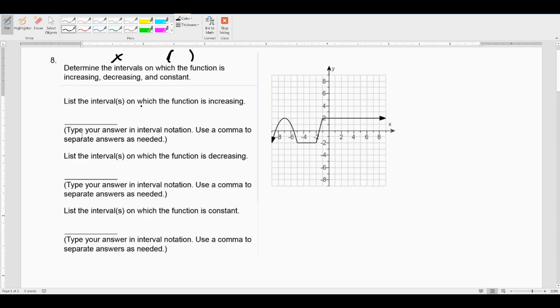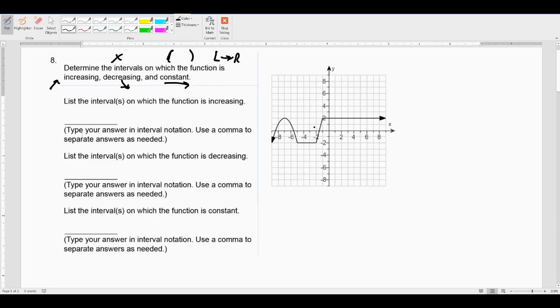Increase, you always read your graph left to right. Left to right. So increase is where it goes up, decrease is where it goes down, and constant is where it's not going up or down but staying horizontal. Now, these are the y values, so what you're looking for is the x values where the y values go up or down or stay constant.